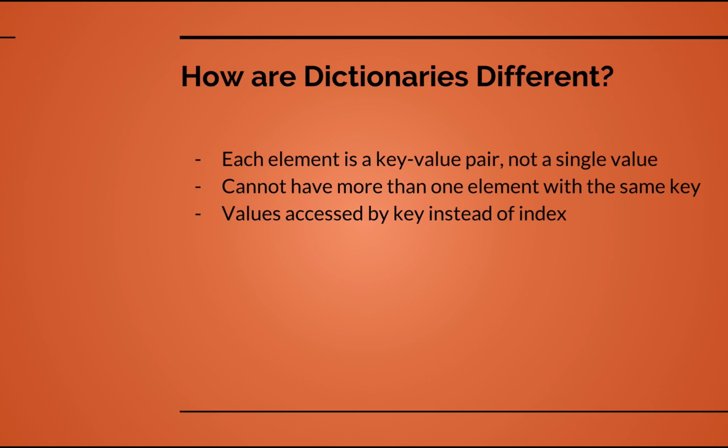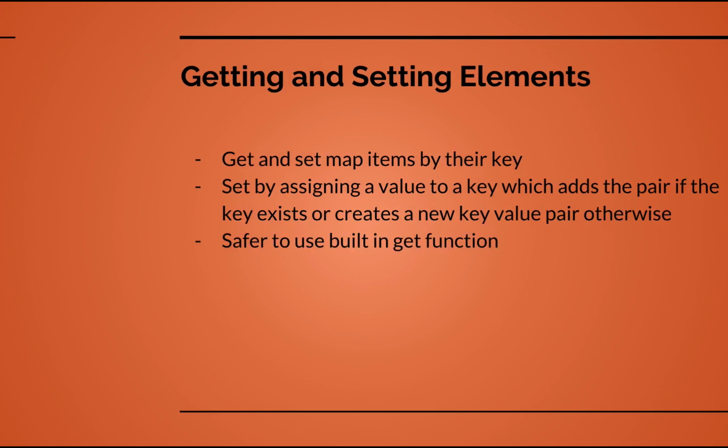Now, this does mean with dictionaries, we cannot have more than one element with the same key. So as soon as we try to add an element with a key that already exists in the dictionary, it simply replaces the value found at that specific key. And so although the values can be duplicated, we could have multiple of the same value, we cannot have multiple of the same key. So this actually provides a different mechanism for getting and setting elements because, again, everything focuses on the dictionary's keys rather than the indices.